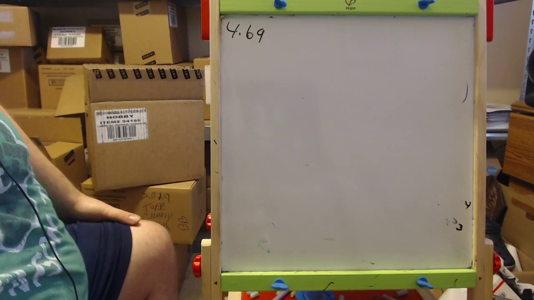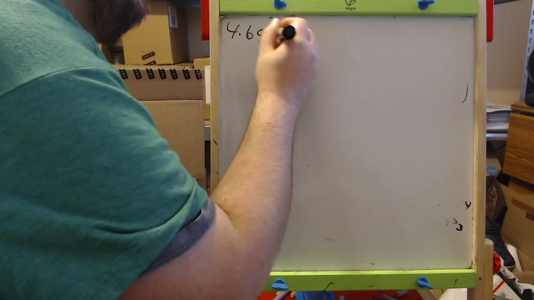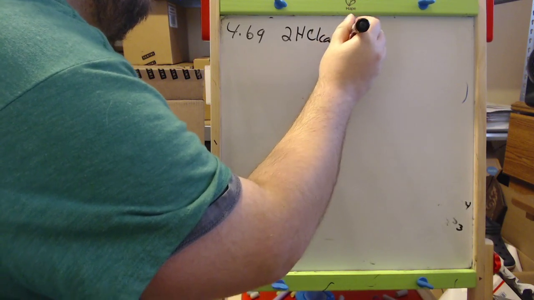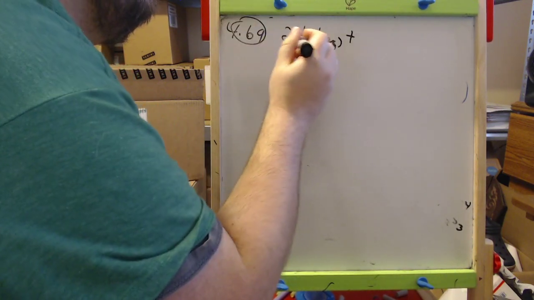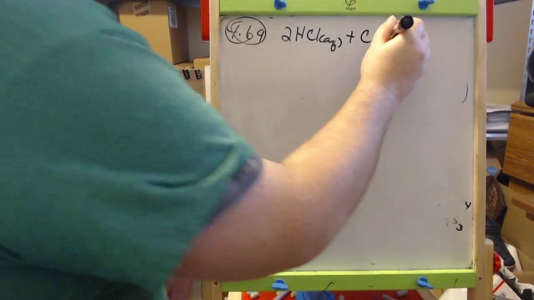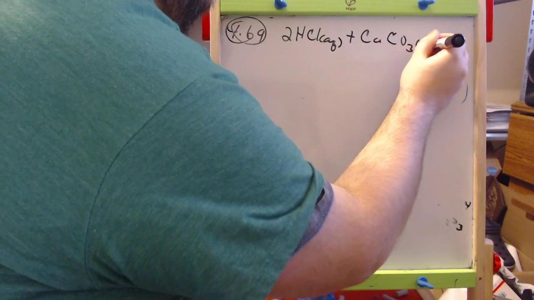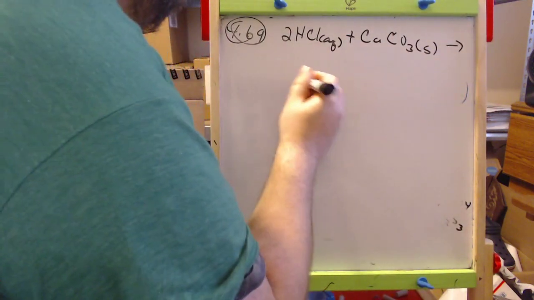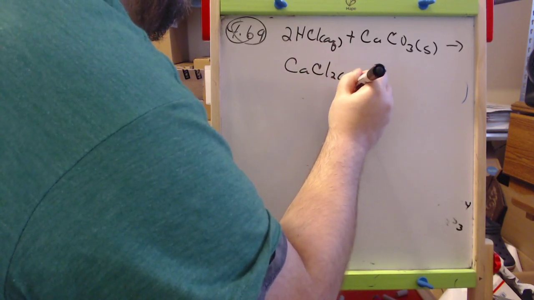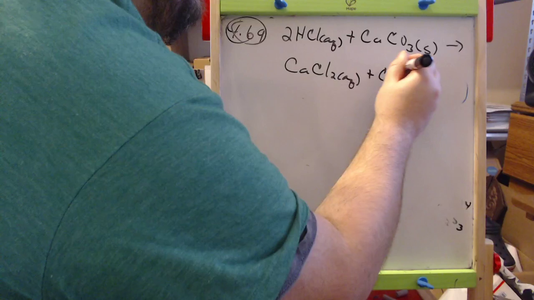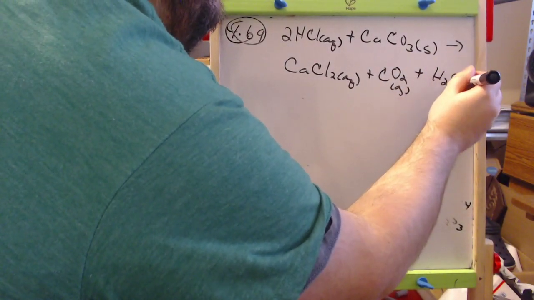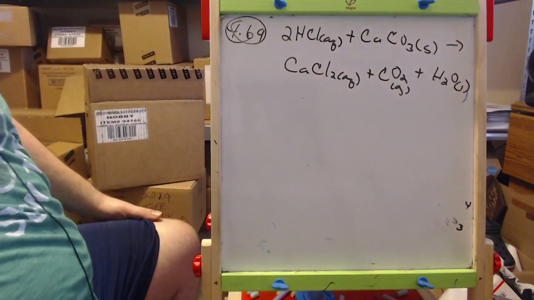All right. So 2HCl plus solid calcium carbonate. Okay. 2HCl aqueous plus CaCO3 solid yields calcium chloride, CO2, and water. Okay.